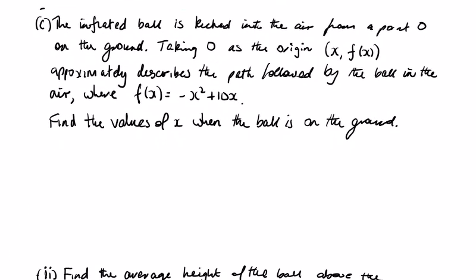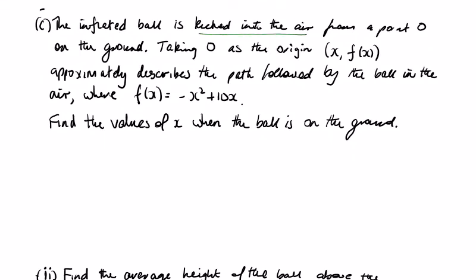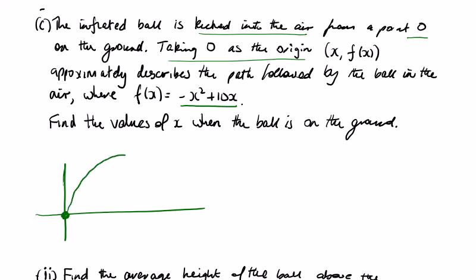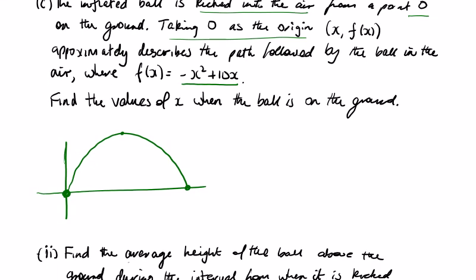Next part. The inflated ball is kicked in the air from a point O on the ground. O is the origin. Okay, let's do a little sketch here. Here's my O. And we're told that this function is minus x squared plus 10x. Well, we know that's going to be an inverted U. I don't think we're asked for max height here. Average height is the next one, so that's integration.